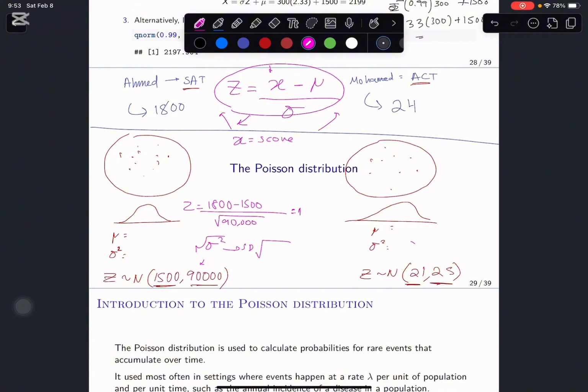Then we can do the same thing for Muhammad. Which is gonna be Z equals, what did you get? 24 minus 21 over square root of 25. Z is gonna equal 0.6.